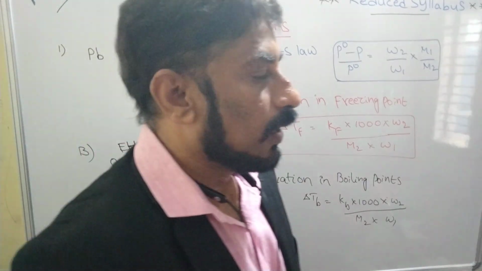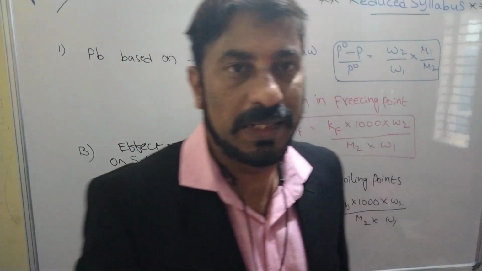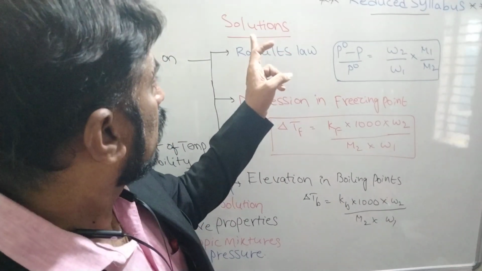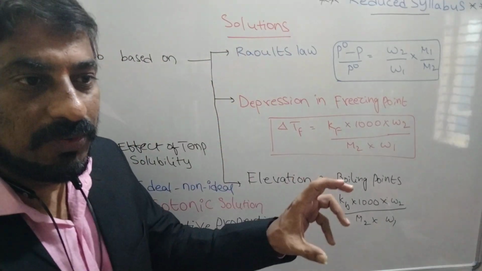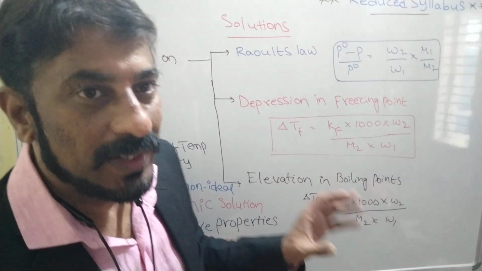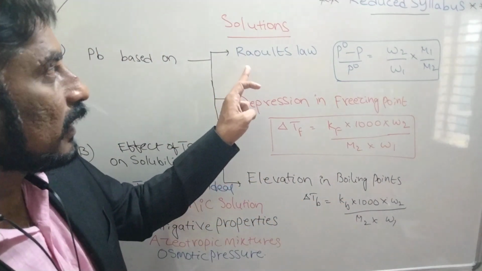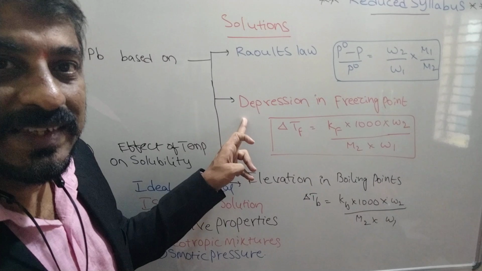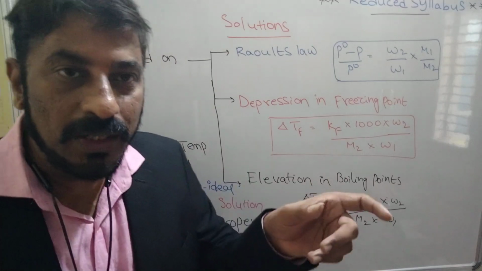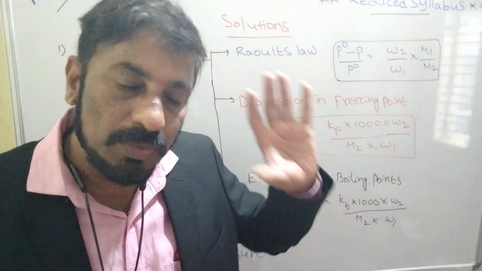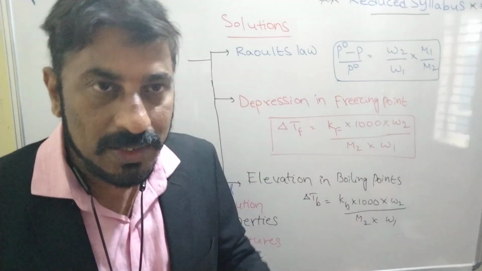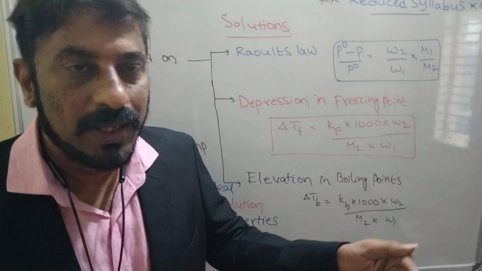Now after completion of solid state, coming to the second lesson, solutions. In solutions, first of all in part A they are giving a compulsory problem. That problem is mainly based on either Raoult's law, depression in freezing point, or elevation in boiling point. In these 3 only, they are giving one problem for 3 marks. The lesson solutions will have a problem for 3 marks. That is part A.